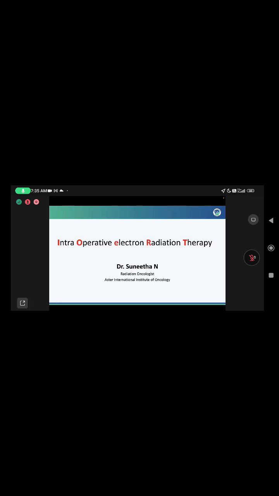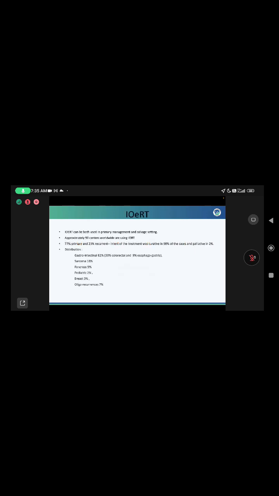Now going forward, intraoperative electron radiation therapy can be used both as a primary modality of treatment in the primary management of malignancies and also in salvage settings. Approximately 90 centers worldwide are using IOERT facilities, including X-rays and then electrons.